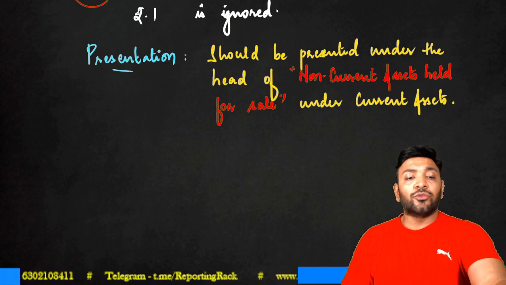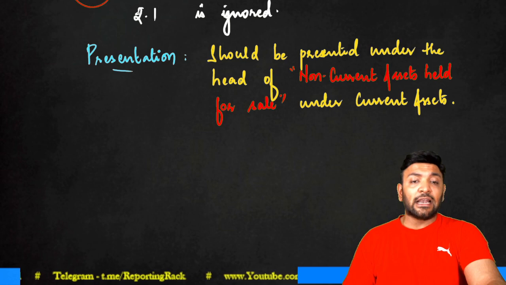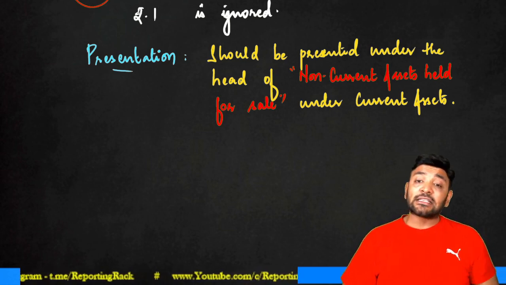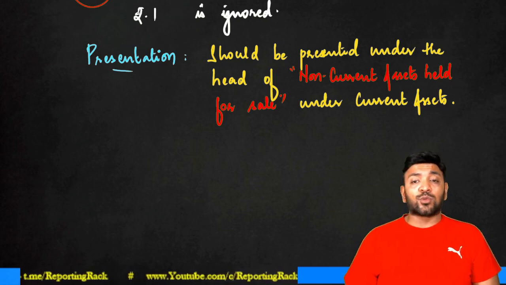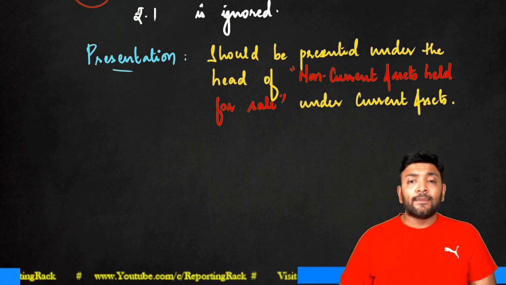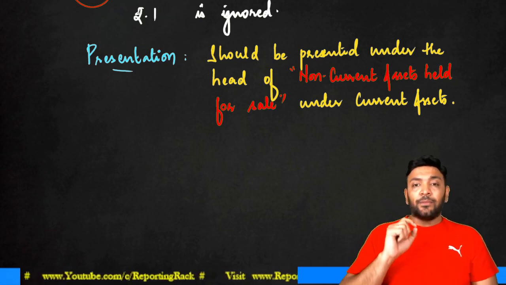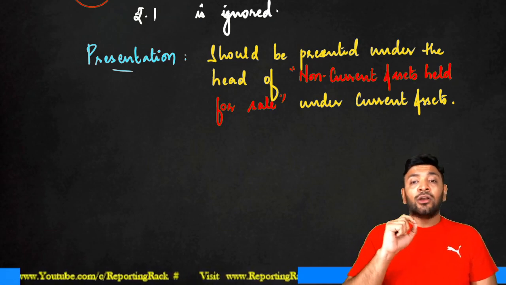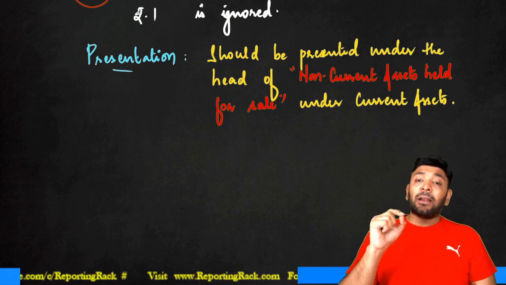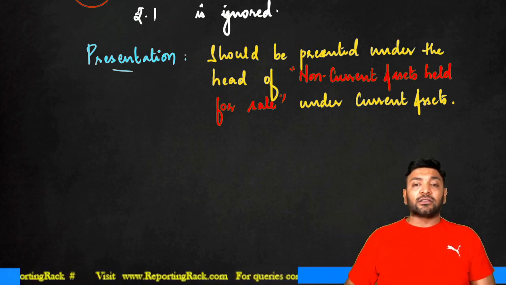Now that you have understood this part of non-current asset held for sale and how it is measured and how it is presented in the balance sheet after it gets classified into Ind AS 105, let's try to concentrate on certain other parts. Along with this, let's say a management has decided to dispose the asset after the balance sheet date, but before the date on which the financial statements were approved by the board of directors.